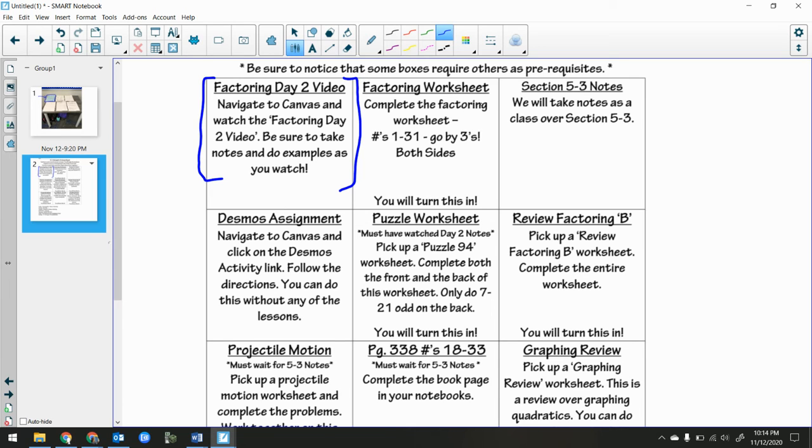Then you have this factoring worksheet, complete the factoring worksheet. Numbers 1 to 31 going by 3. So that means 1, 4, 7, 10, 13, and so on. But you got to do both sides. Now you'll notice down here that every time you're going to be turning something in, you'll see that note down there at the bottom. You're not going to turn them in individually. You're going to turn them in all at the end by next Friday.